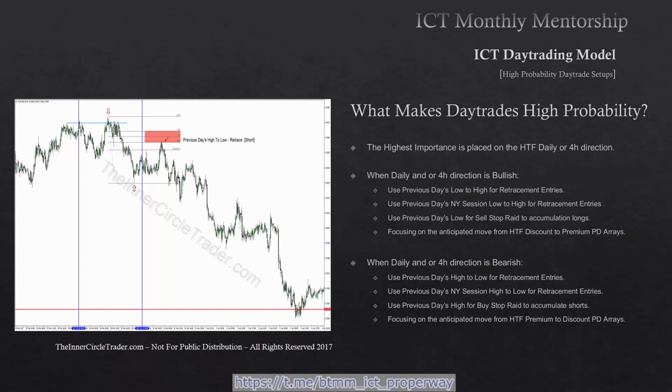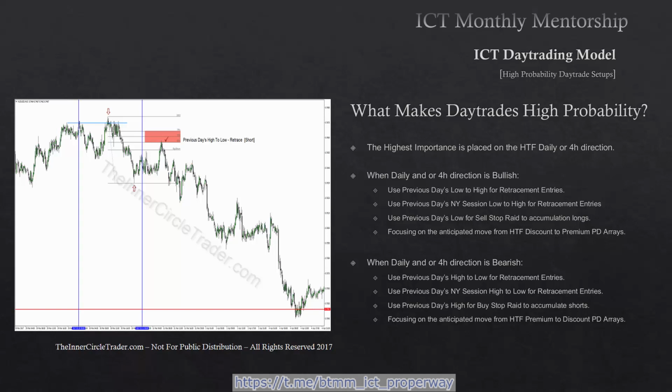I'll also measure the New York session range, high and low. That also many times will give me the setup that's framed for the next day's high or low. It'll be a retracement inside that range. I'll look for the previous day's high and low to look for stop runs.